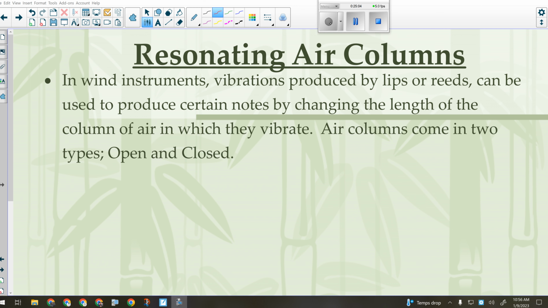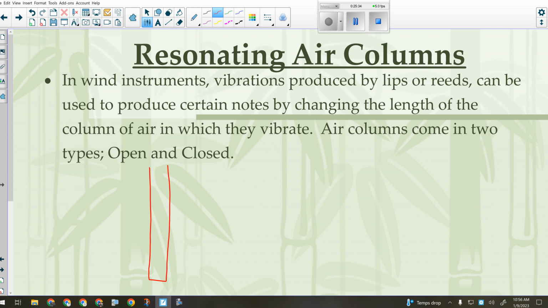Okay, so here's what we're gonna do. We're gonna look at the first type of air column, because it's the only kind I can really replicate very well. And that is a closed air column. In a closed air column, I have a column of air that is closed at one end. So that means any waves that go in will hit that end and they'll reflect off of it and they'll come back out.